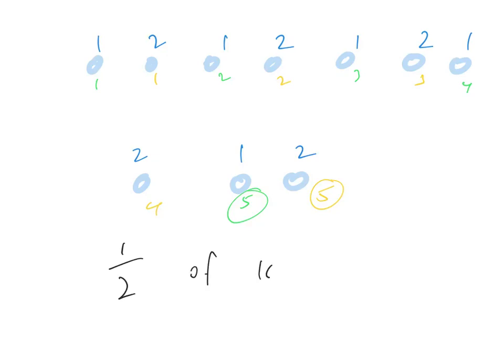If I need to cut it into 2 groups, I can go 1, 2, 1, 2, 1, 2, 1, 2, 1, 2. How many ones do I have? 1, 2, 3, 4, 5. How many 2s do I have? 1, 2, 3, 4, 5. So I can say half of 10 is 5.